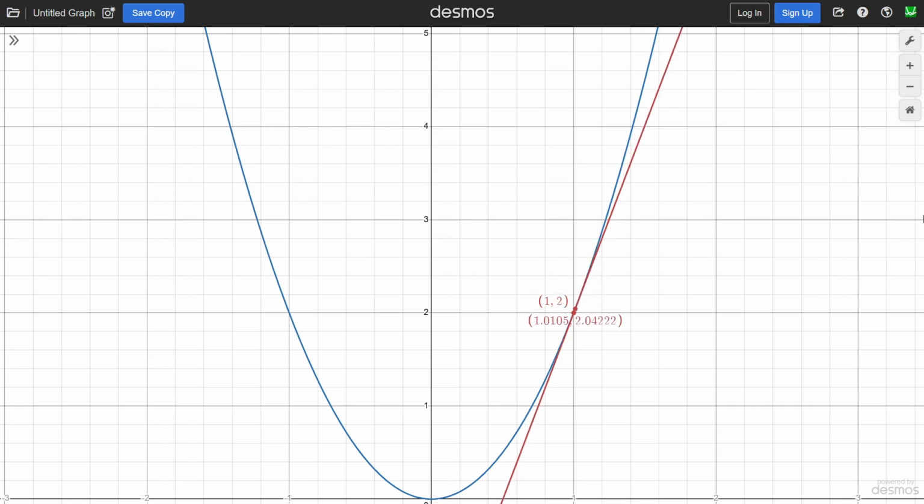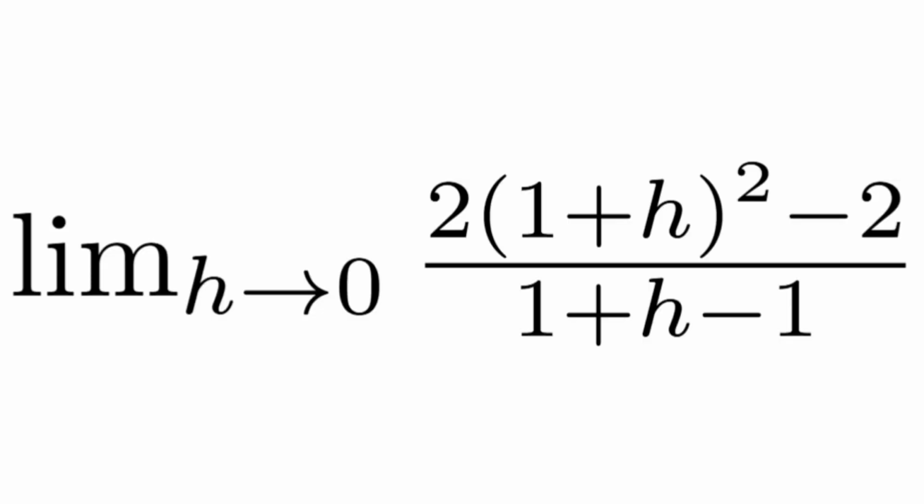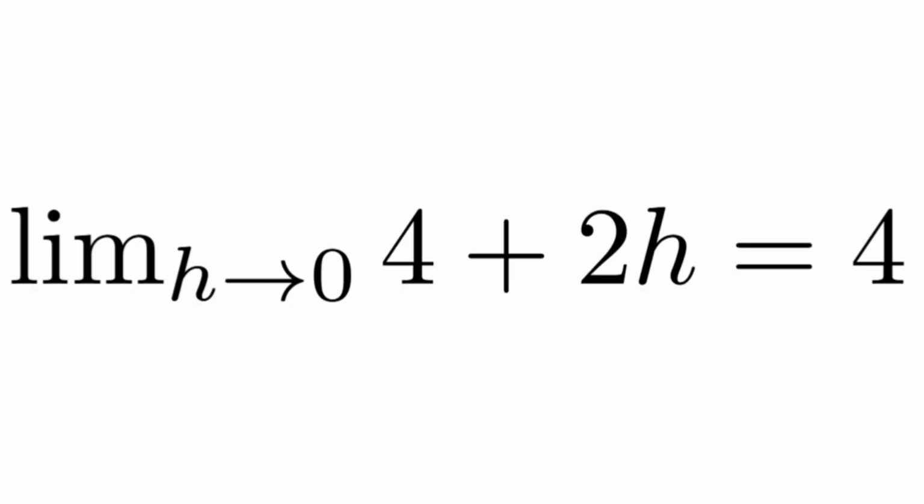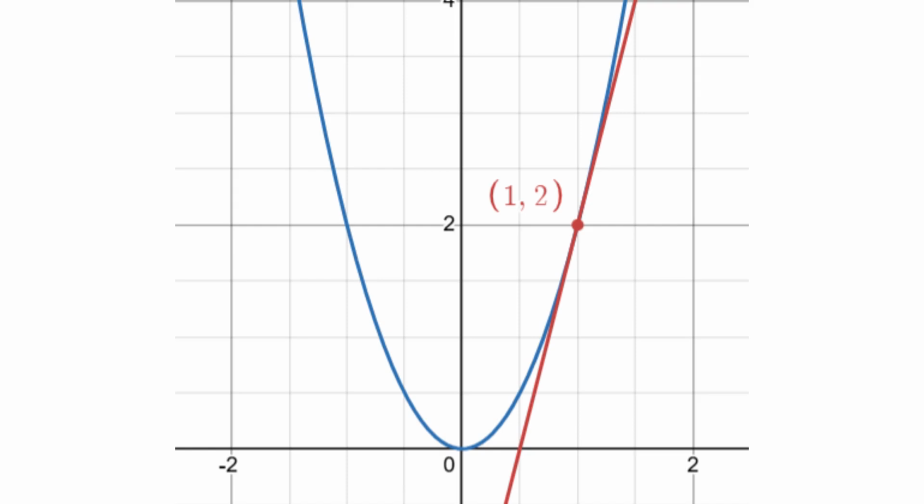So let's look at what happens. We get this. If we expand and simplify the top and bottom, we get this. We can then remove the fraction and get 4 plus 2h, which, as h approaches 0, becomes 4, the slope of our function at x equals 1.